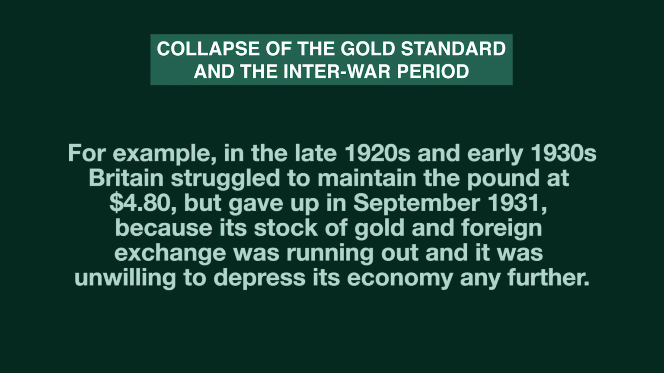The gold exchange standard broke down during the Great Depression as one country after another abandoned its commitment to fix the price of its currency against the US dollar. For example, in the late 1920s and the early 1930s, Britain struggled to maintain the pound at $4.80, but gave up in September 1931 because its stock of gold and foreign exchange was running out and it was unwilling to depress its economy any further.